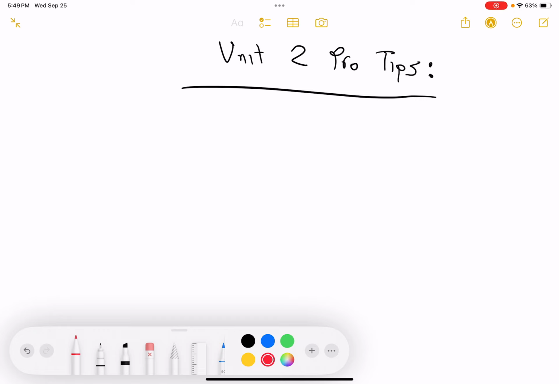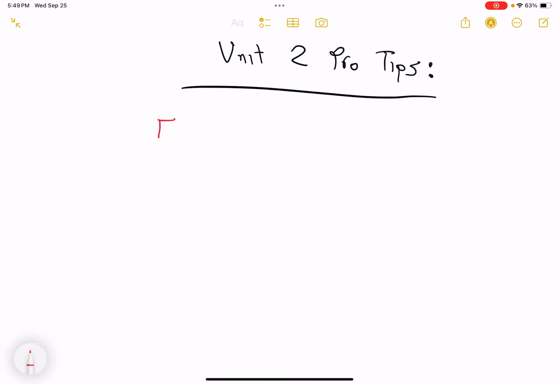Okay. One thing you should be very, very clear on is you should know what experimental units are.